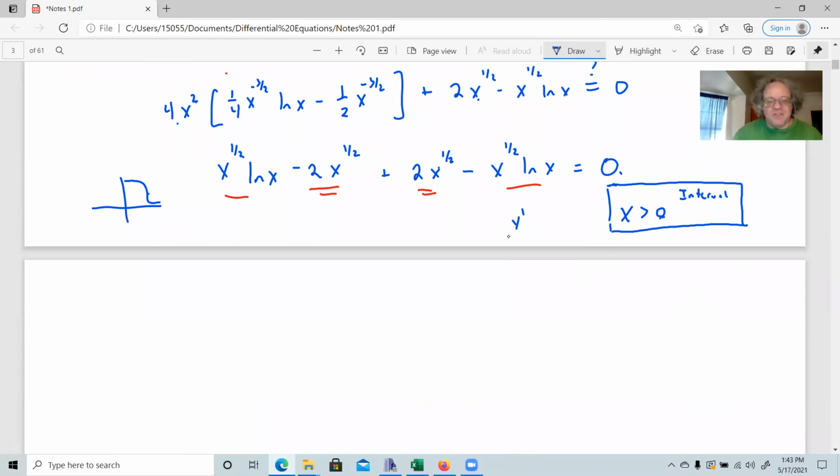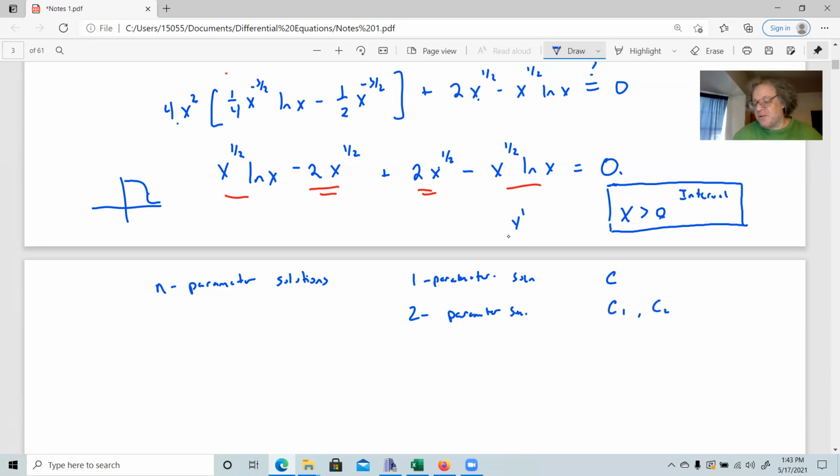The next thing they'll talk about is n parameter families, n parameter solutions. What I mean by that is a 1 parameter solution, i.e. you have a C. If you took 2 derivatives, you're going to have a C1 and a C2. So you could have a 2 parameter solution with a C1 and a C2. Three parameters, C1, C2, and C3, and so forth.